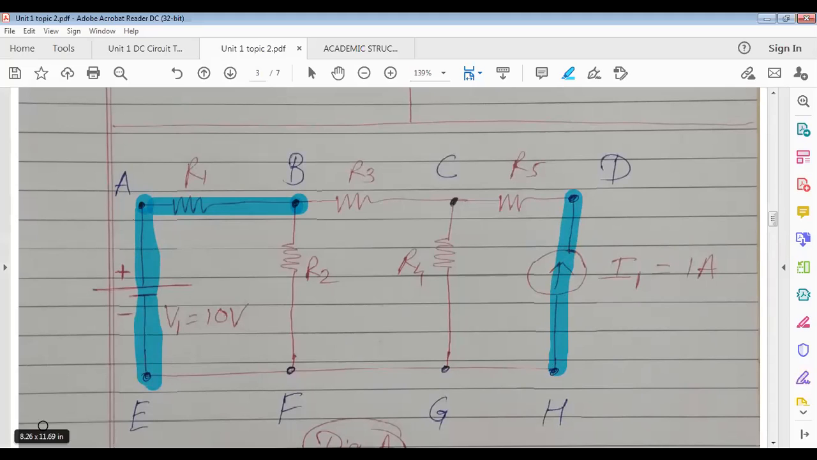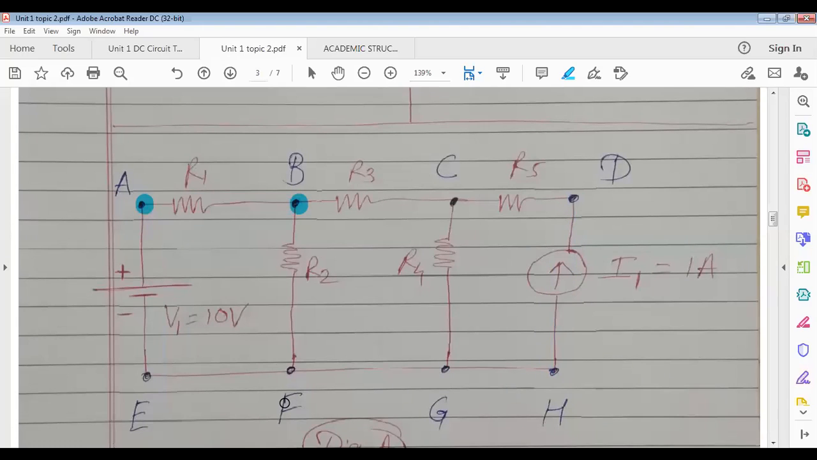Clear? Now tell me, is there anything connected between E and F? No, nothing is connected between E and F. So will you call it a branch? No, it's not. What about FG? Nothing is connected. It's not a branch. GH is also not a branch. So if you leave these three, EF, FG and GH, the rest are all branches. Clear to all of you?